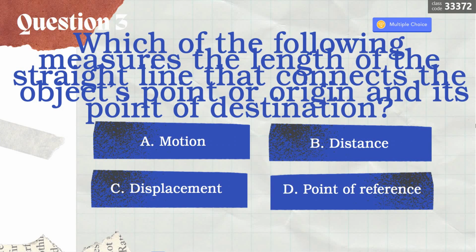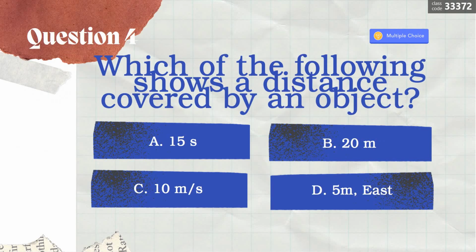Number 3. Which of the following measures the length of the straight line that connects the object's point of origin and its point of destination? Is it A, motion, B, distance, C, displacement, or D, point of reference? Very good. That is letter C, displacement. Number 4. Which of the following shows a distance covered by an object? A, 15 seconds, B, 20 meters, C, 10 meters per second, D, 5 meters due east. Very good. That is letter B, 20 meters.